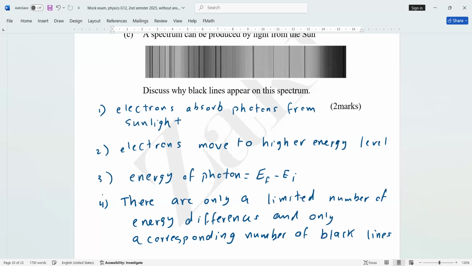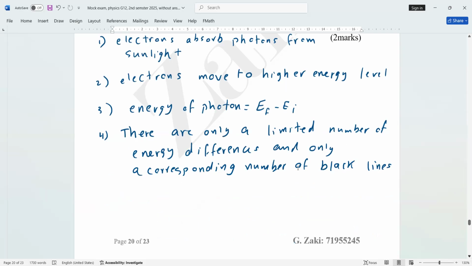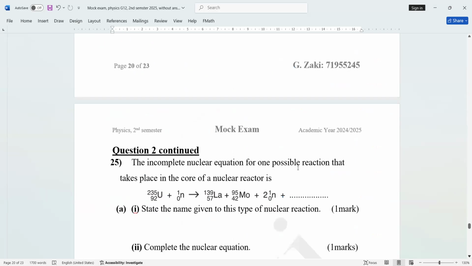So that appears as a black. Try to memorize this because this question is important about black lines. Now, last question about nuclear physics. Last topic. Now, look at this question.